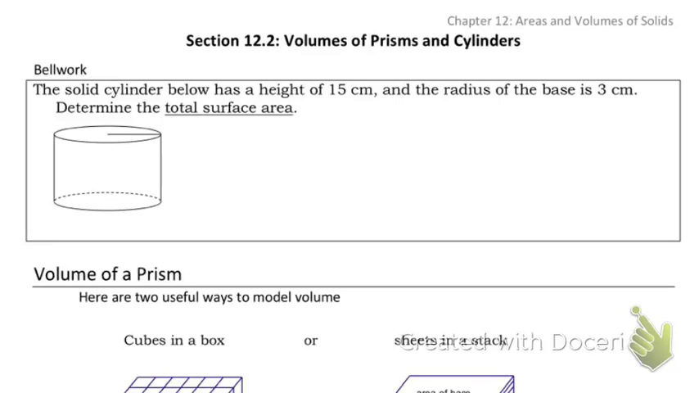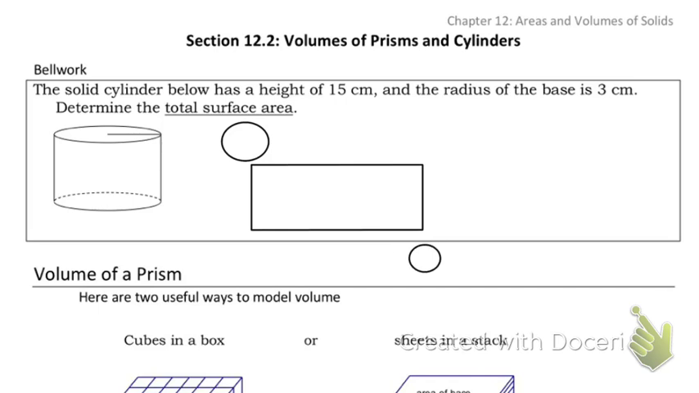Surface area of this cylinder. Well, the cylinder is made up of two circles and a rectangle. So we have a circle on top, we have a rectangle running through the whole thing, and then we have a circle on the bottom. All right, that's what it's made up of.